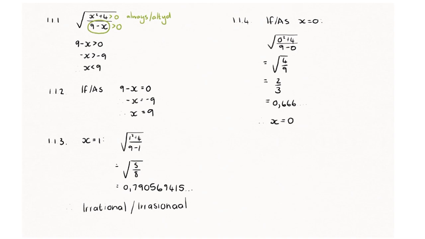Let's look at the mark allocation. Each of these questions counted 1 mark only, and you get 1 mark in 1.1.1 for x less than 9, 1 mark for x equals 9 in 1.1.2, in 1.1.3, 1 mark for irrational, and in 1.1.4, 1 mark for x equals 0.